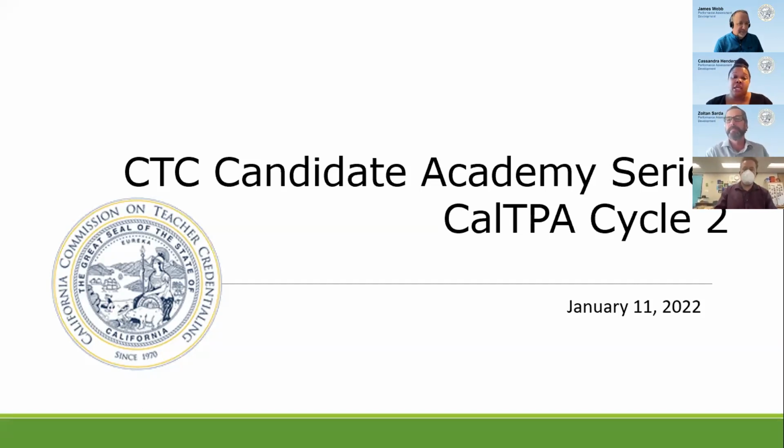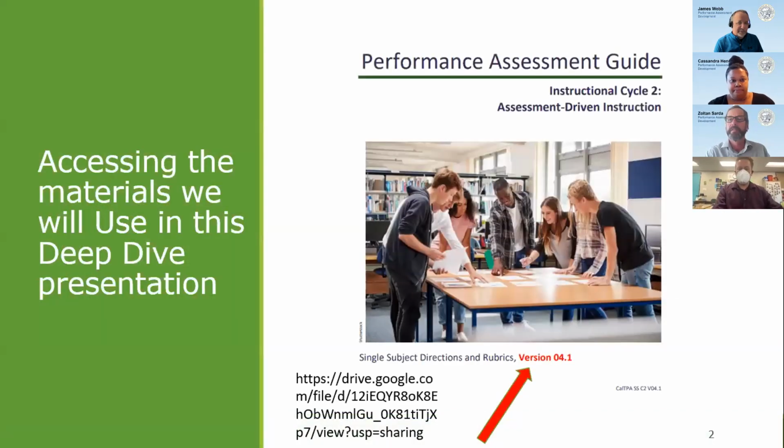And as we're beginning, I'm going to walk you through how to get to the materials we're going to be using today. So here we go. On the performance assessment guide, we're going to be looking at cycle 2 today. The materials we're going to use in this workshop are for cycle 2, and they are for single subject, but the materials are essentially the same. The difference for multiple subject candidates is that you will need to choose either a literacy or a math focus for your submission.